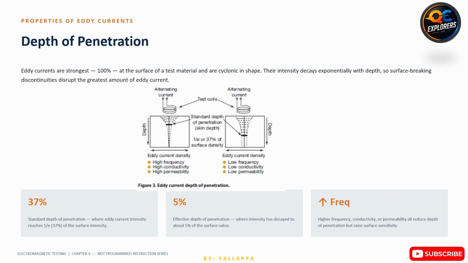Three factors primarily control penetration depth. Increasing the inspection frequency decreases penetration, but improves surface sensitivity. Increasing electrical conductivity also reduces penetration, because stronger eddy currents are produced closer to the surface. Likewise, increasing magnetic permeability, particularly in ferromagnetic materials, concentrates the currents near the surface and further limits penetration.